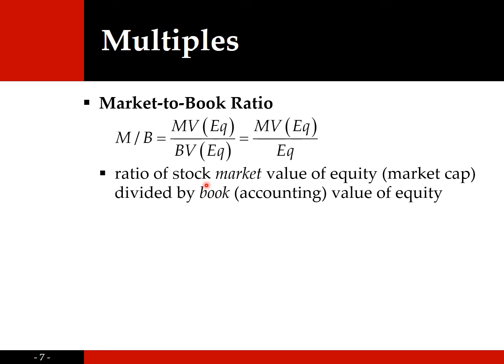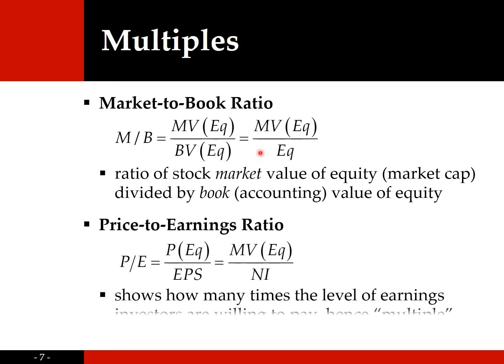One of them is based on the accounting principles and accounting numbers, that is the book value of equity, and the other one is based on the independent market assessment of the company's value. And the interplay between these two measures will be very important for how this ratio actually turns out.